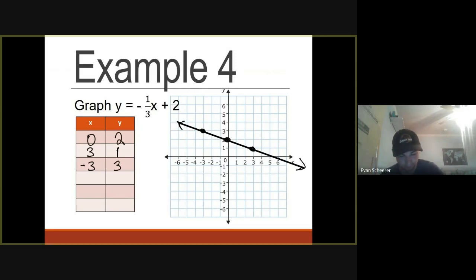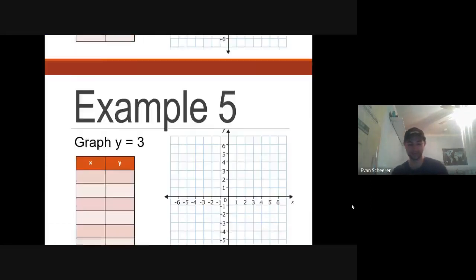And the reason I know that's right is because if I change this to red, then I go down 1 and to the right 3. So (-1, 3). That means m is negative 1/3. Notice on my y-intercept, it crosses at 2. So the y-intercept equals 2. Look, negative 1/3, 2. I know I've done it right. All right, let's go to example 5.